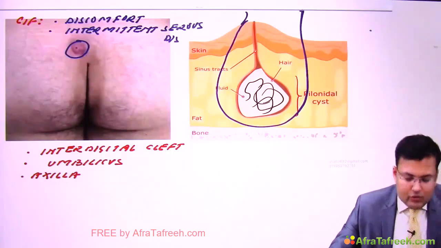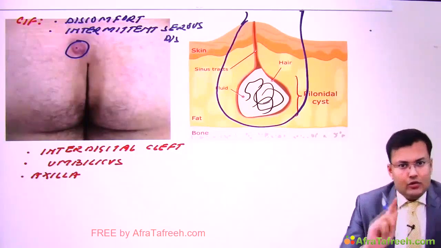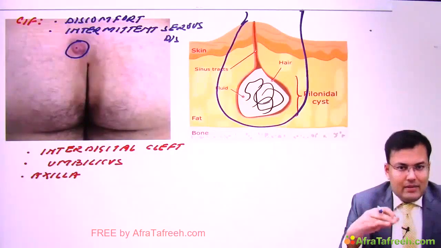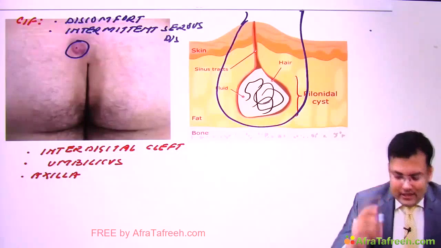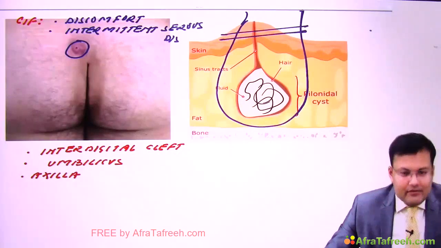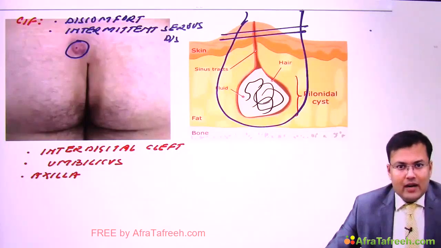So you have to excise the whole tract. And whenever you excise the whole tract, what happens? There is a defect which is created. So how are you going to cover this defect? You are going to cover this defect with the flap. So this is how we are going to manage.